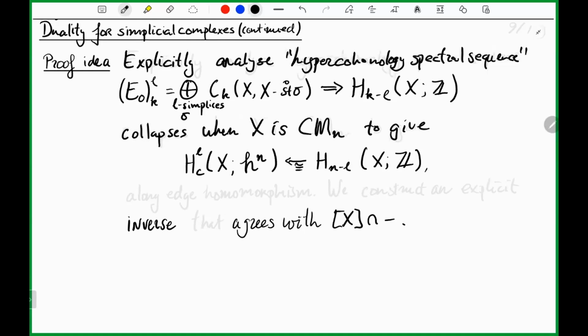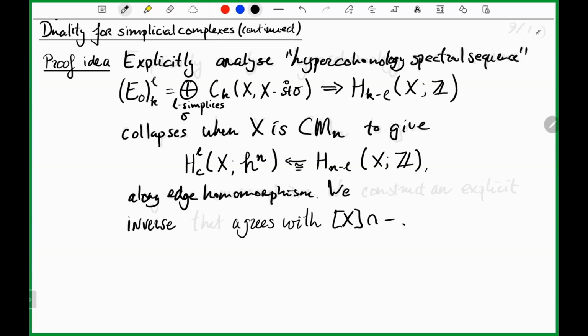So the reason it collapses is just that the homology of this chain complex gets concentrated in a single degree, and then it's left with a single row. And what is abstractly not that important, but explicitly very important, is that this map goes from the homology into the cohomology. It's along this edge homomorphism.